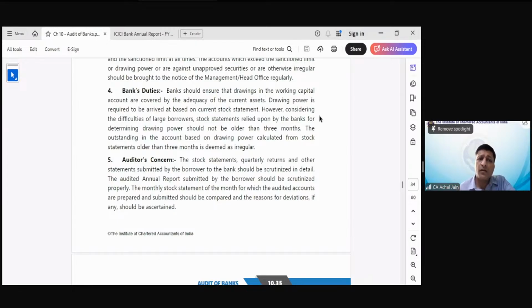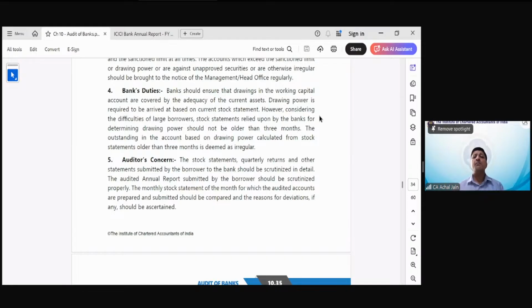Now, what could be the concern of the auditor here? Stock statements, quarterly returns, or any other statements which are submitted by the firm, meaning the borrower to the bank, will become the basis for calculation of drawing power. So if that statement is wrong, drawing power may also be wrong. That's the basis of that computation. So therefore, this is required to be appropriately looked into.